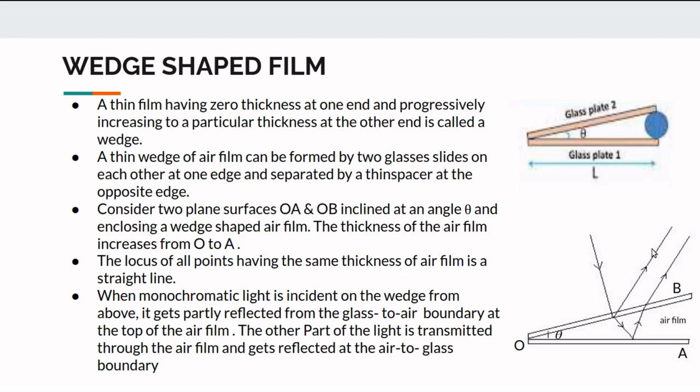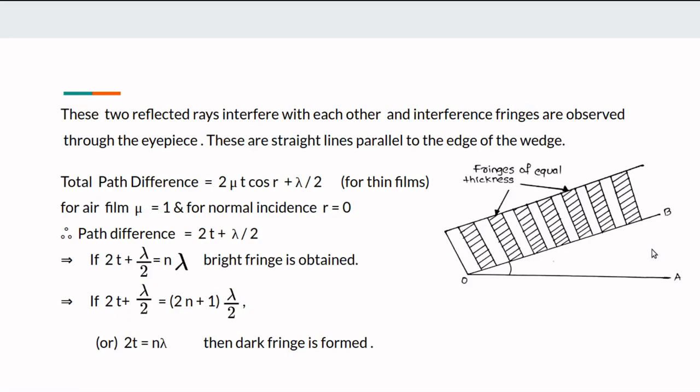These two reflected rays travel over different distances and they are derived from the same ray. A single ray is divided into two reflected rays having the same amplitude. Therefore, these two rays act as two rays from two coherent sources. They are in a condition to interfere and interference fringes are observed. These are straight lines parallel to the edge of the wedge. That is about the formation of interference fringes using a wedge shaped film.